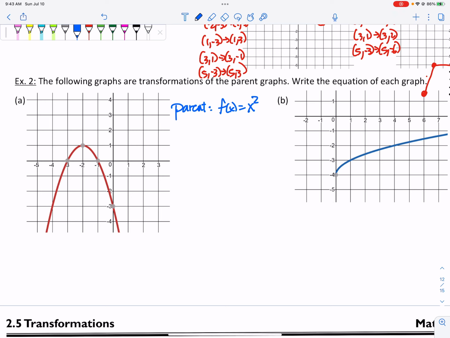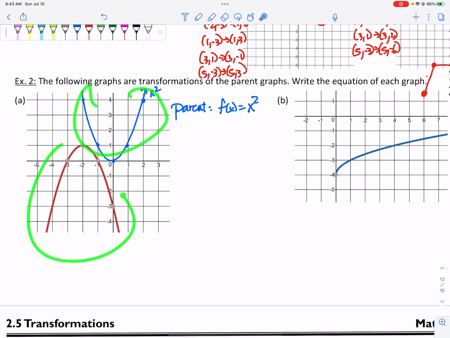Now remember that x squared looks something like this. We have the points (0, 0), (1, 1), (2, 4), (negative 1, 1), (negative 2, 4). The graph of the parent function looks like this. So what's been done to this graph so that it looks like this graph? It looks like it's been moved 2 units over to the left and then moved up 1. So this is where the vertex is now. Let's jot that down: left 2, up 1.